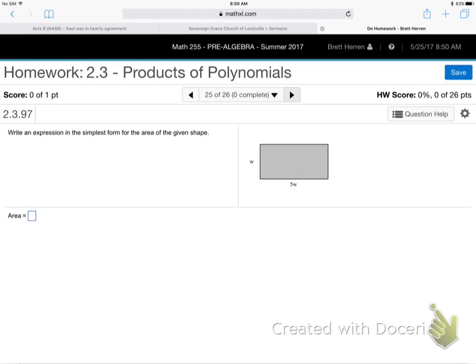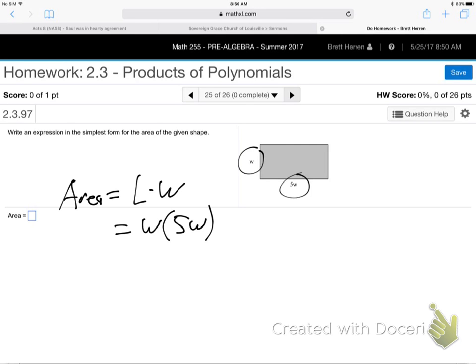Okay, so do you happen to remember the area formula for a rectangle like that? Yeah, it's just one side times the other. So you just take one of these times the other, just W times 5W. This wants you to take one side. Doesn't matter what order. You put the 5W in the front, then the W, whatever.